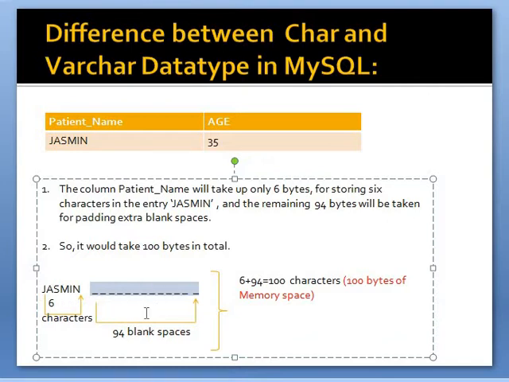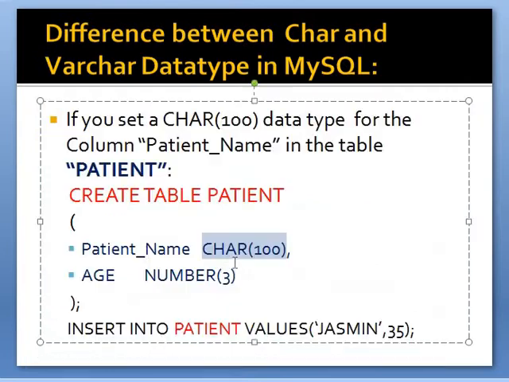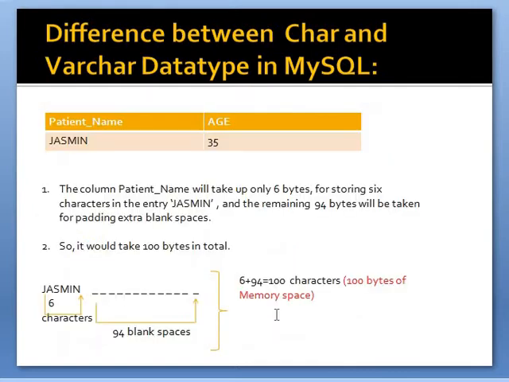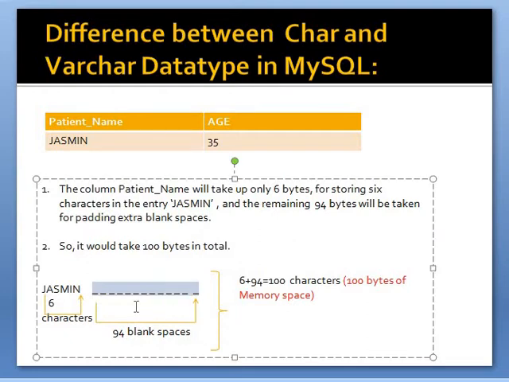And this wastage of space is just due to the fact that we have declared the column patient name with the char data type, whose size, which is 100, is of fixed length. And if you use a fixed length data type like this, we have to use this full quota of 100, which is a fixed length size. And that's the disadvantage of the char data type, where we are actually wasting these extra 94 bytes by padding these extra 94 blank spaces.